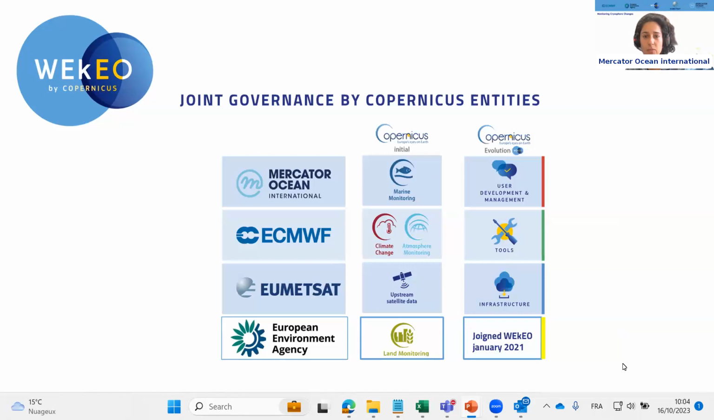Yes. So who operates WEkEO? The same entities who operate the Copernicus services. If you're not familiar yet with the Copernicus program, I didn't mention it before, but it is an EU program dedicated to Earth observation, and it has 6 different services focused on different axes of the environment. You have the marine, the land, the climate change, the atmospheric, and all these services are operated by different entities, and so WEkEO is also operated by all of them, dedicated to different parts.